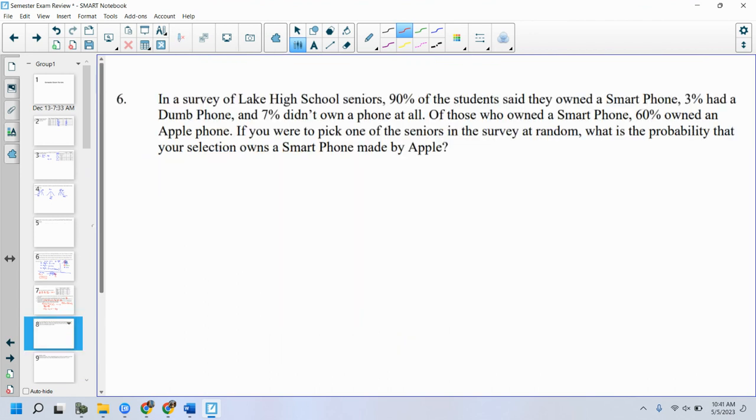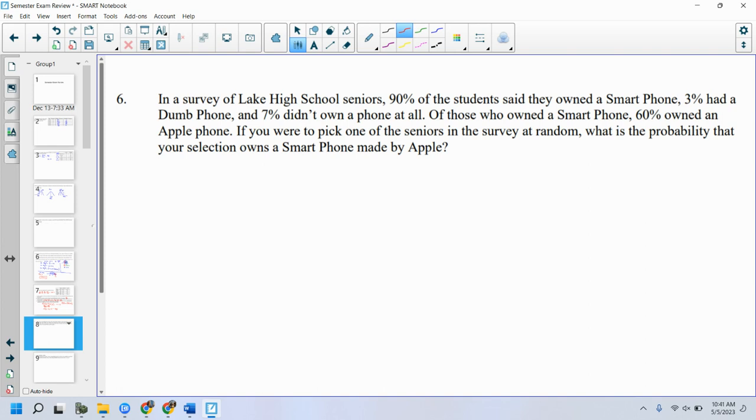Okay, let's take a look at number 6. In a survey of Lake High School seniors, 90% of the students said they had a smartphone, 3% had a dumb phone, and 7% didn't own a phone at all. Remember these smartphone, dumb phone questions? I think not owning a phone at all is more likely than owning a dumb phone, you know what I mean?